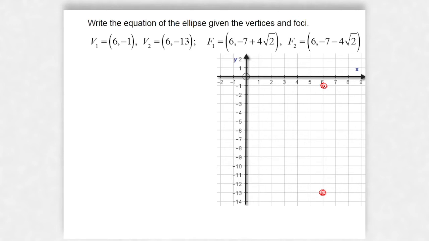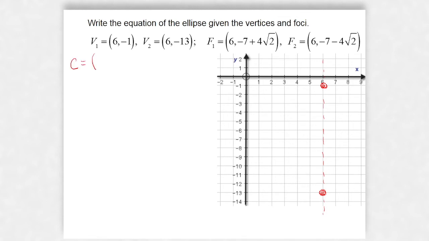Now I know they're located along what? Along the major axis. I'm just going to gently dash it here. Okay, there's my major axis. And halfway between them is located the center. Well, that's pretty cool. I can find the center pretty quick.